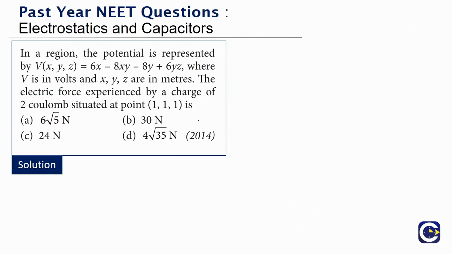Next, look at it. This is another question. This has come in 2014. Another question based on the relation between electric potential and field. In a region, the potential is represented. So they are giving us the potential function. What is it? 6x minus 8xy minus 8y plus 6yz, where V is in volt, x, y, z are in meters. Means everything is thankfully in the SI system.